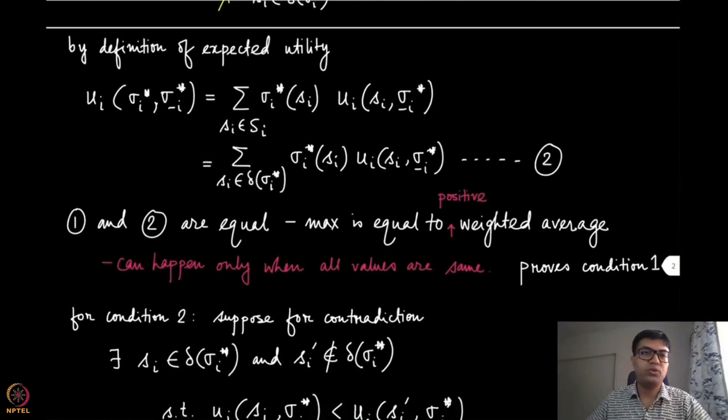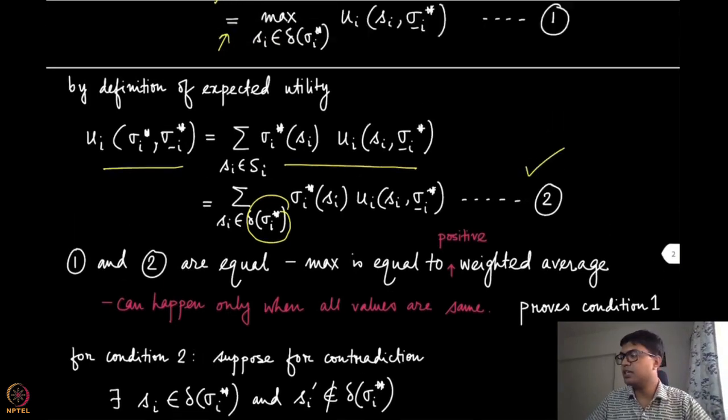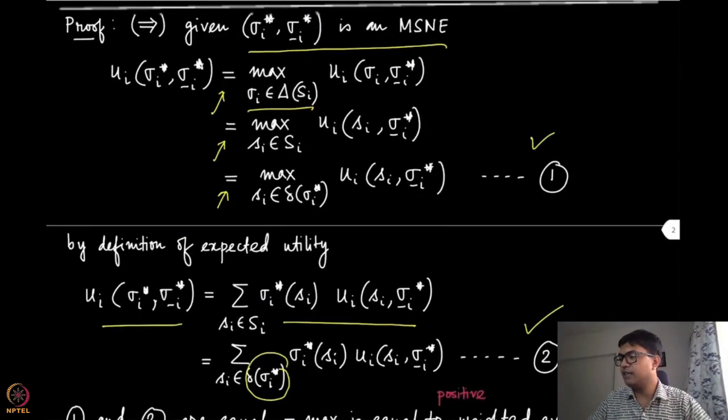Now we also know, by the definition of expected utility, that you can write the utility at the mixed strategy profile in this expected utility form. The definition of the support is that beyond the support, all the strategies have zero probability mass under sigma_i star. So I can just remove those strategies from the summation and reduce the summation to the support of sigma_i star. Now I know that this first sub-result and the second sub-result are equal, because the left-hand side is the same for both.